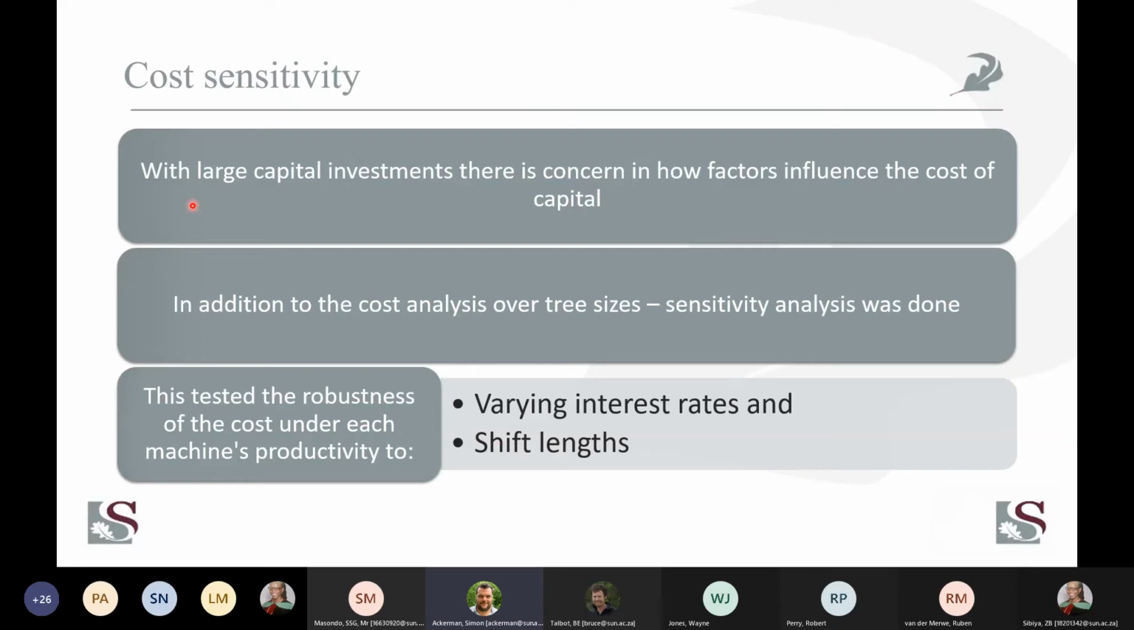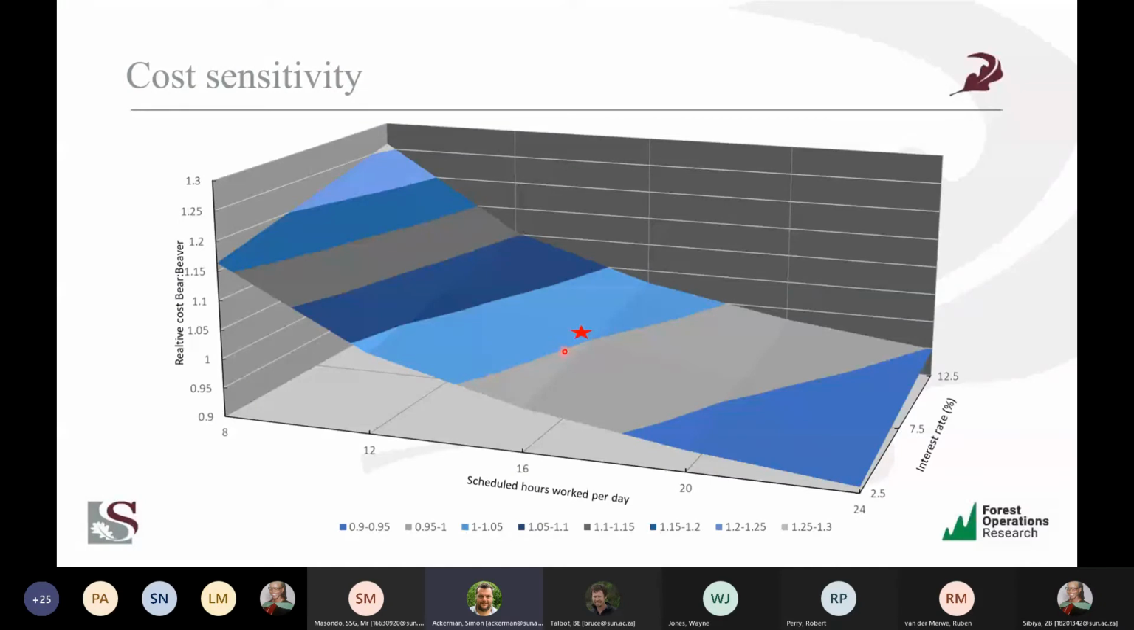Looking at cost sensitivity, with large capital investments there's obviously a concern in how factors influence the cost of capital. In addition to the cost analysis of tree size, we did a sensitivity analysis. So we tested the robustness of cost under each of the machine's productivities to varying interest rates and shift lengths, and developed a very interesting graph. Now, if you cast your mind back to the costing, you can see our baseline, or the relative cost on the Y, and then scheduled hours on the X, and the Z, the interest rate, sitting here. Our original costings were done on 2 8-hour shifts, 16 hours, and a 7.5% interest. So that basically is the point where we compare from.